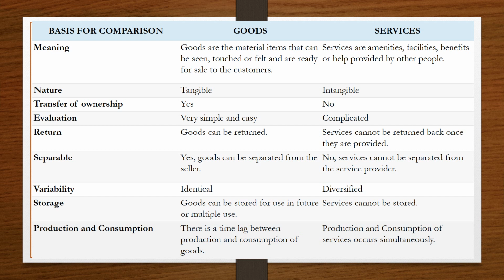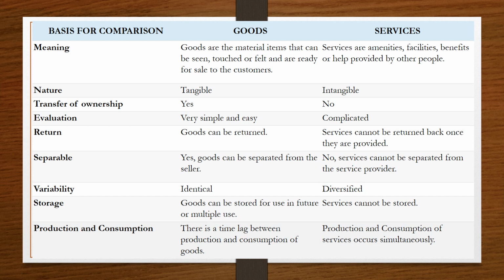Services may be amenities, that means facilities, benefits, or help provided by other people. Goods are tangible, as I said, we can touch it, we can see it, we can feel it. And services are intangible, that means non-physical in nature, we cannot see it, we cannot touch it, though we can use it.